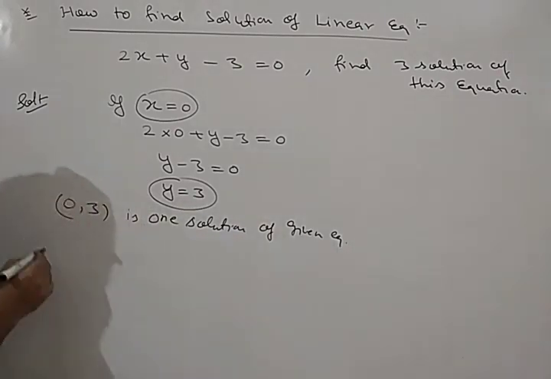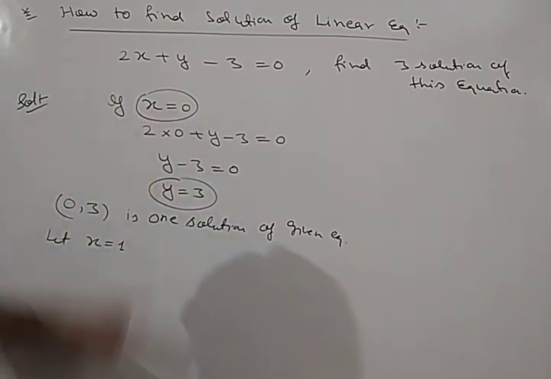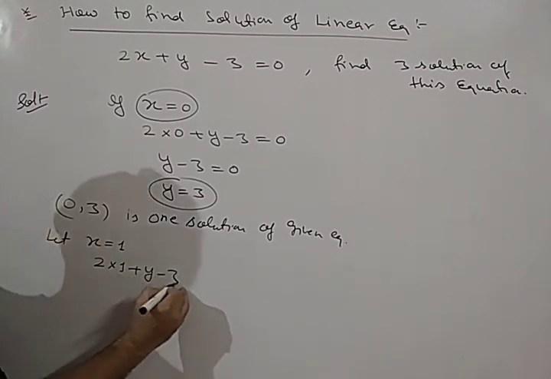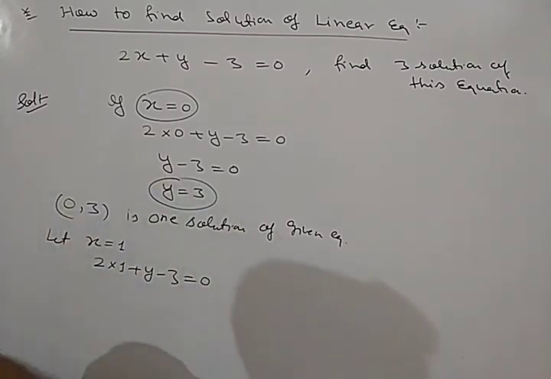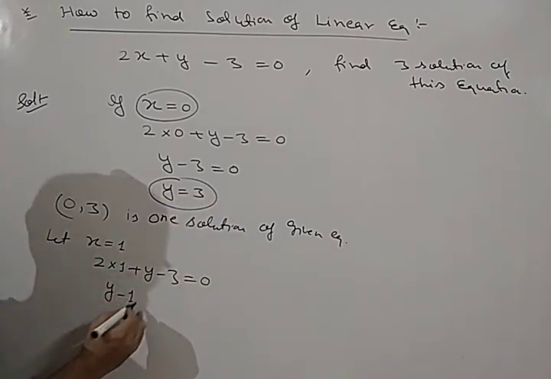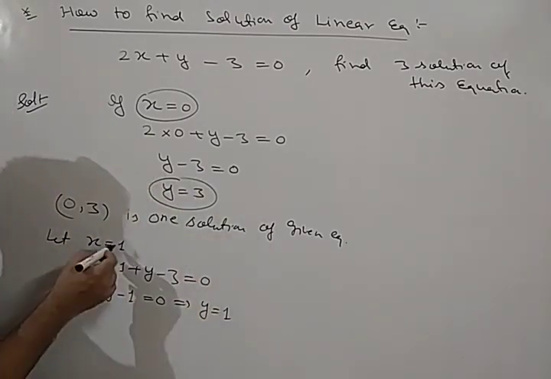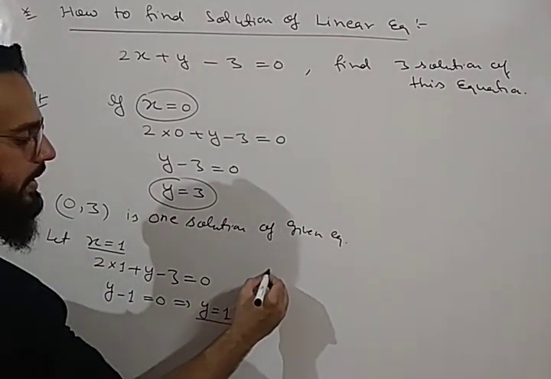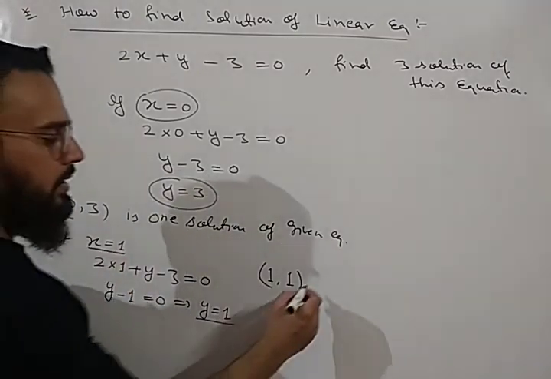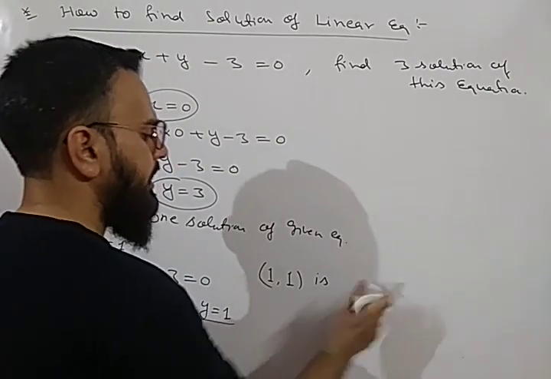Similarly, if you have to find the second solution, we will take, let x equal to 1. First we have taken x equal to 0, then let x equal to 1. So if x equal to 1, then it will be 2 into 1 plus y minus 3 equals 0. The equation will be satisfied. So we will get y, this is 2 minus 3, that will be minus 1. So y minus 1 equal to 0, or we can get y is equal to 1. So what is the value now? x equal to 1 and y equal to 1. It means we can say (1, 1). This is the ordered pair (1, 1). It is a second solution, or simply you can write it is a solution.